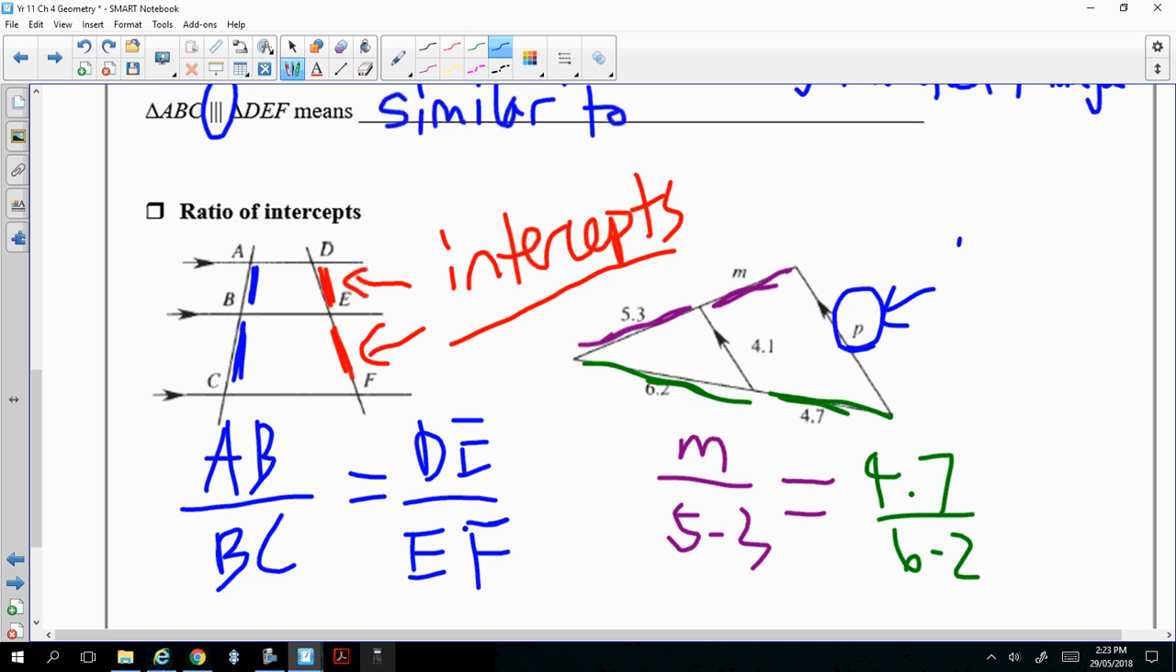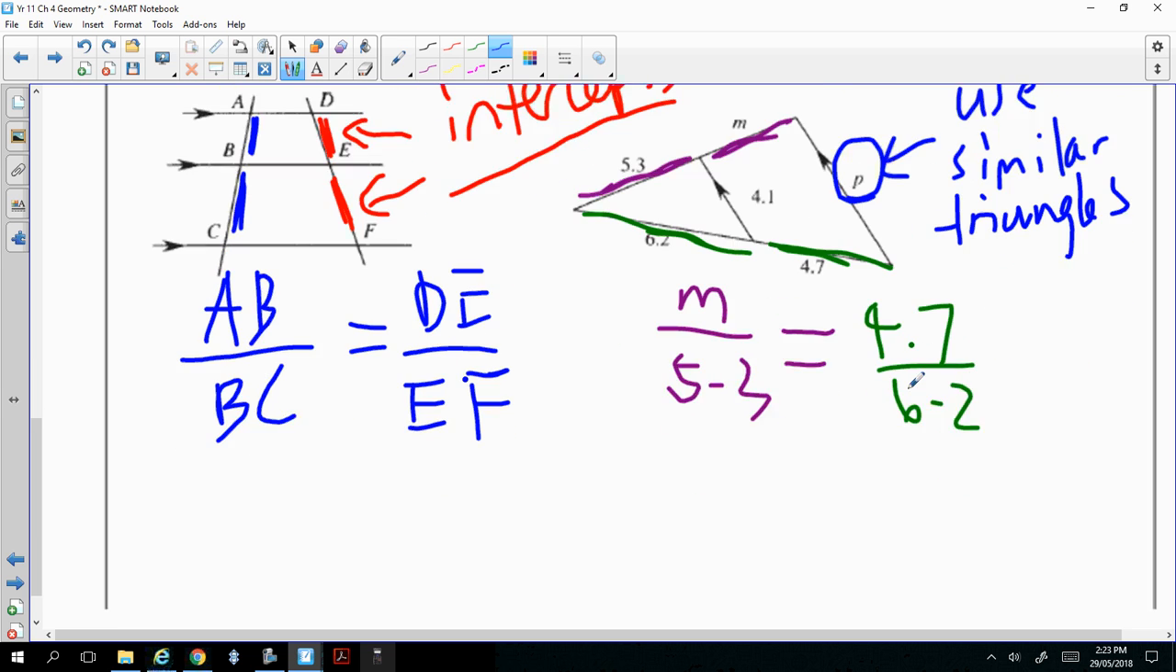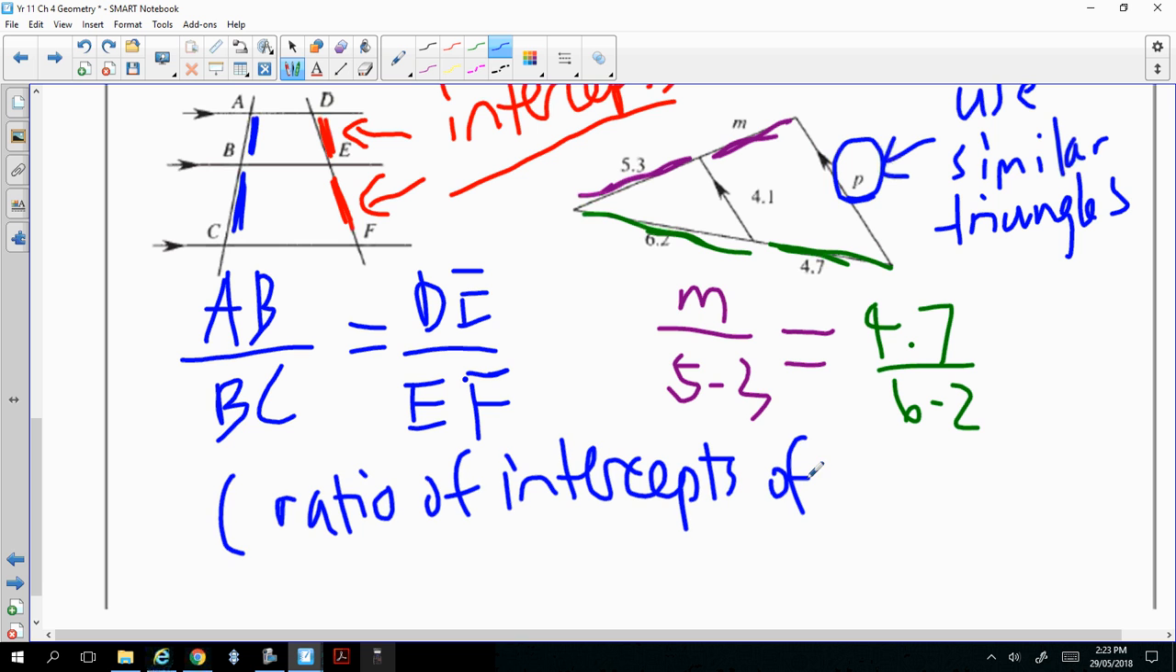Now, what's the reason you give in the exam? You just say ratio of intercepts of parallel lines. Okay, so that's the reason you write in the exam. This is the reason. So make sure you give the right reason.